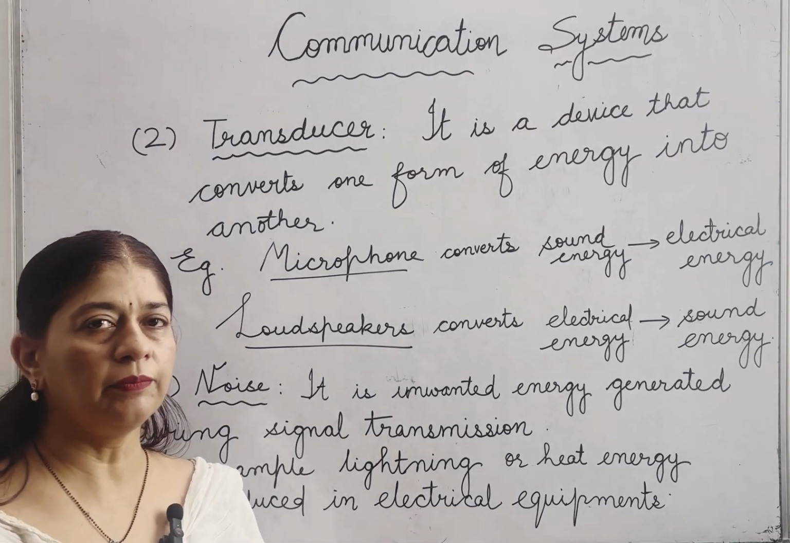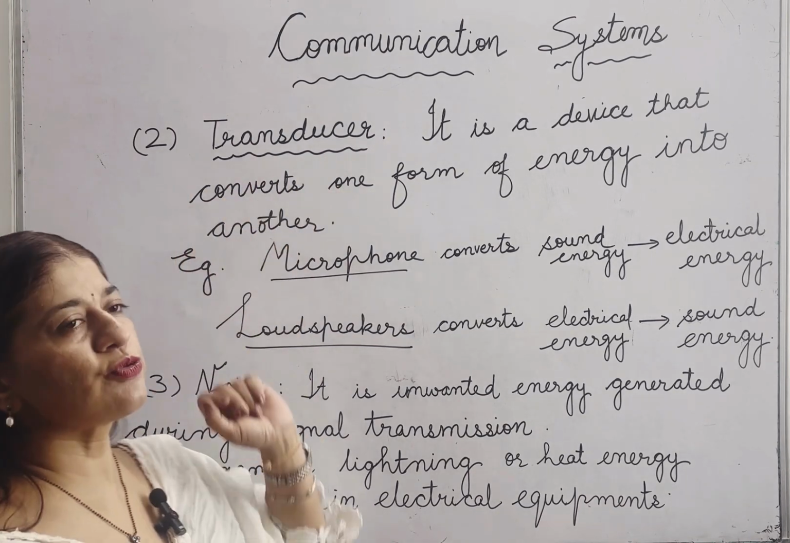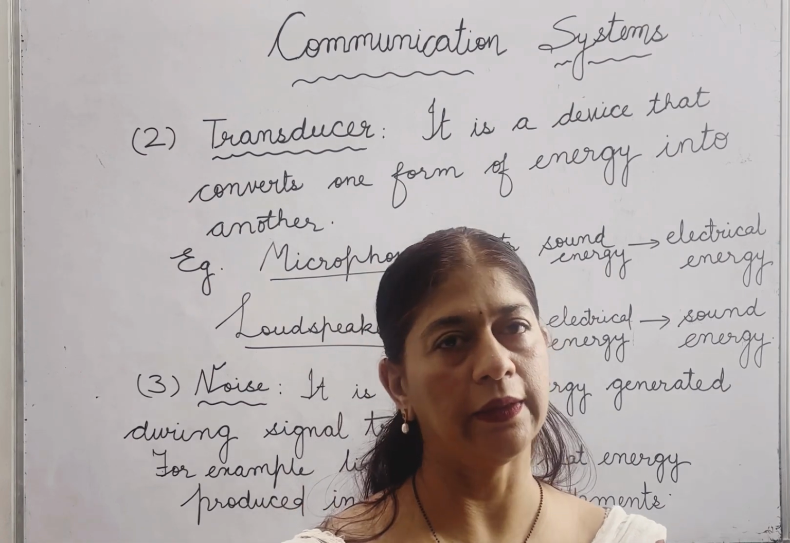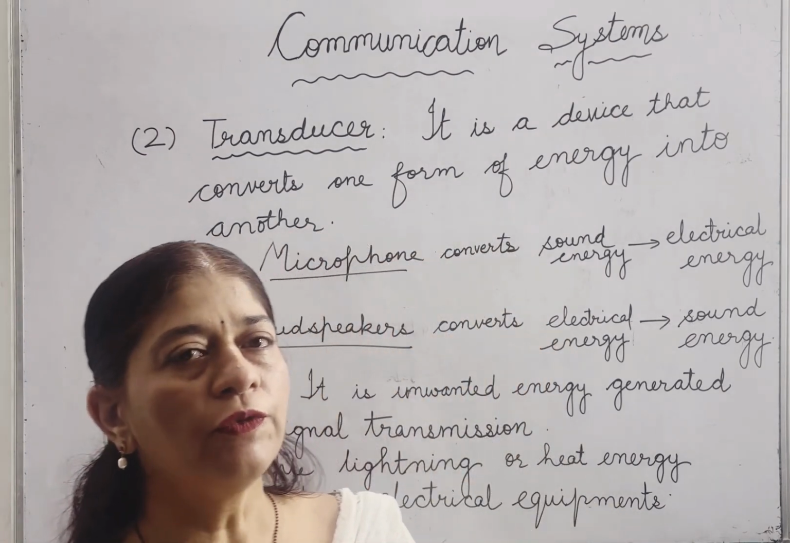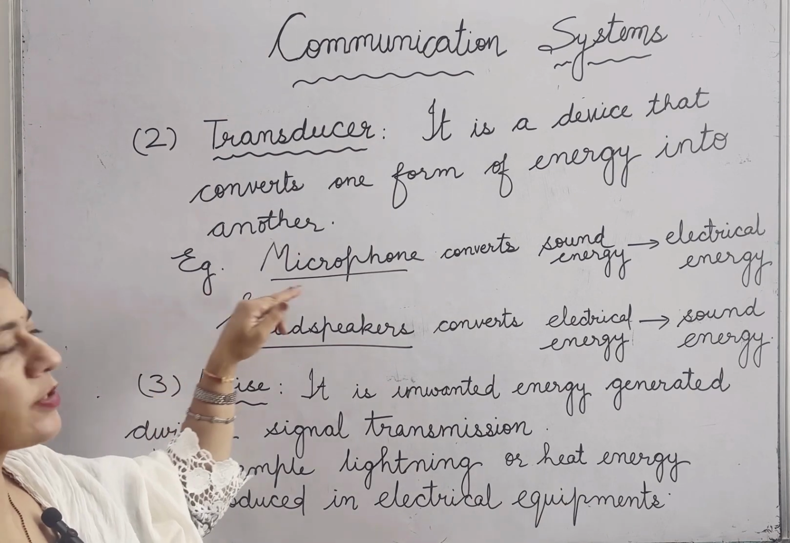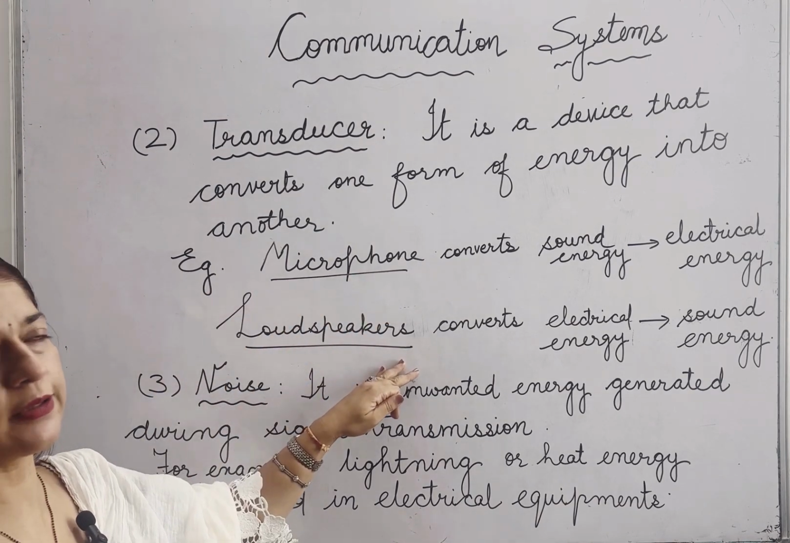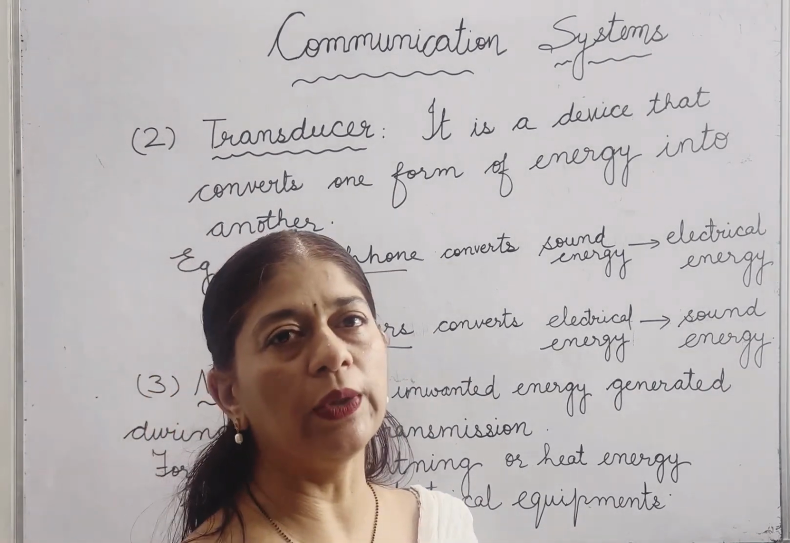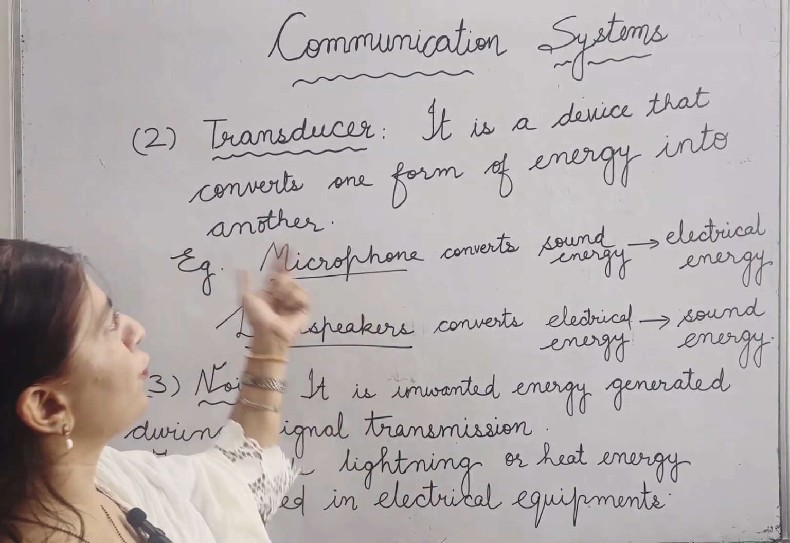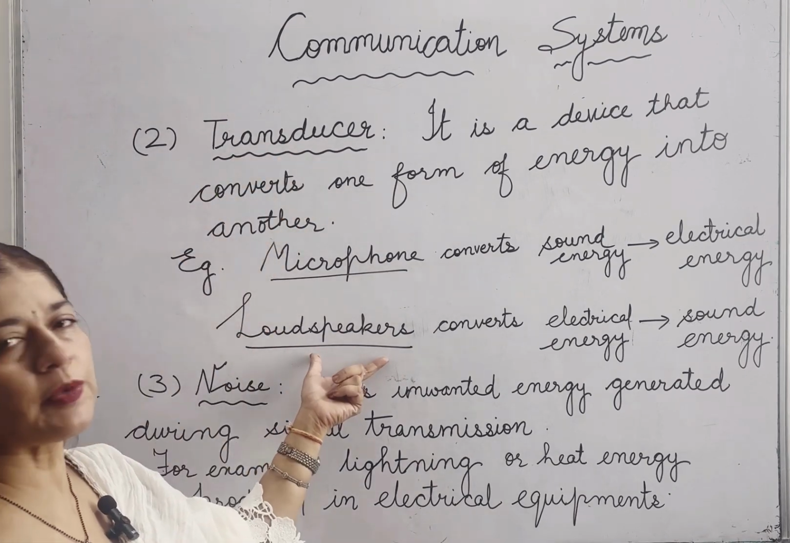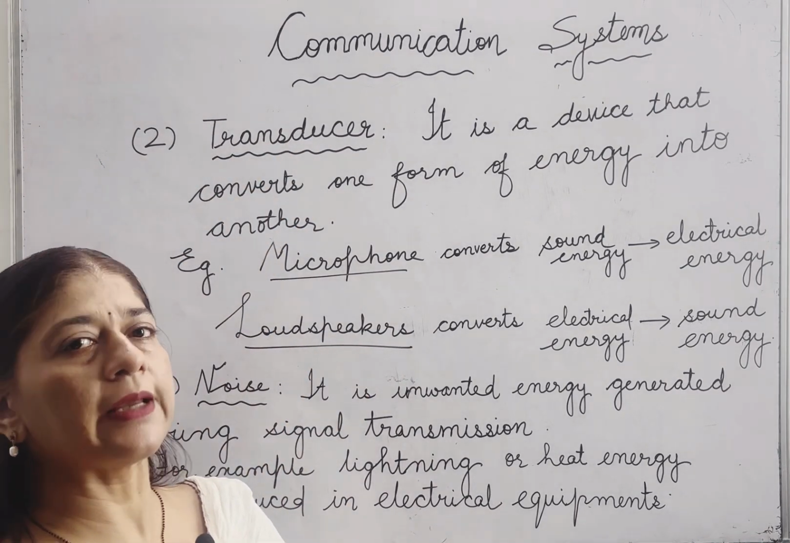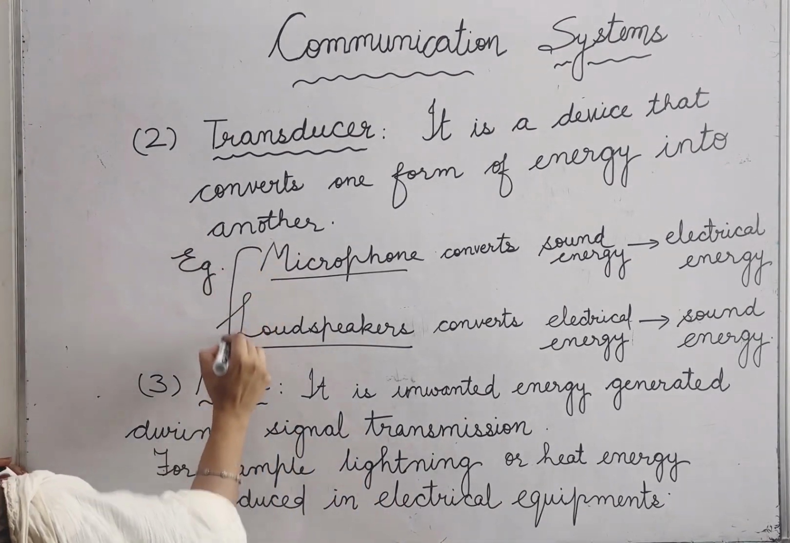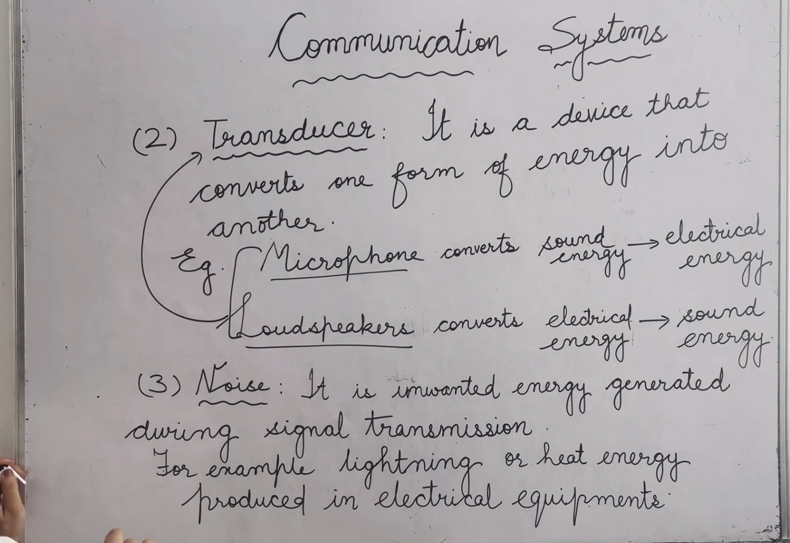The second basic term is transducer. Transducer is a device that converts one form of energy into another. And in communication system, we will be taking transducers as microphone and loudspeakers. Microphone is a device that converts sound energy into electrical energy. So, microphone is a transducer. Loudspeakers, on the other hand, convert electrical energy back to the sound signals. So, microphone and loudspeaker both are transducers.